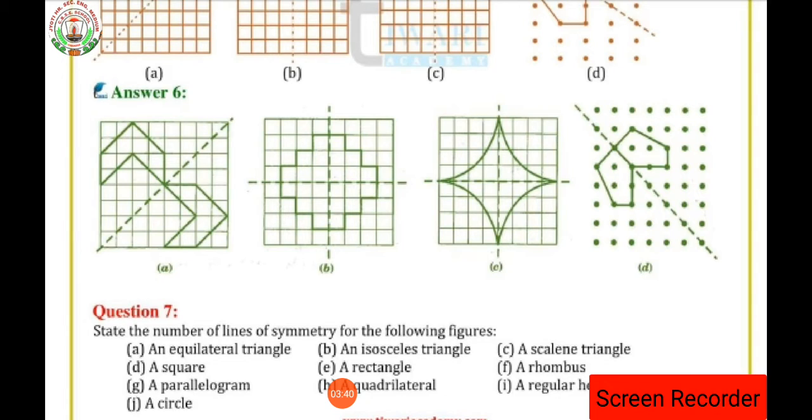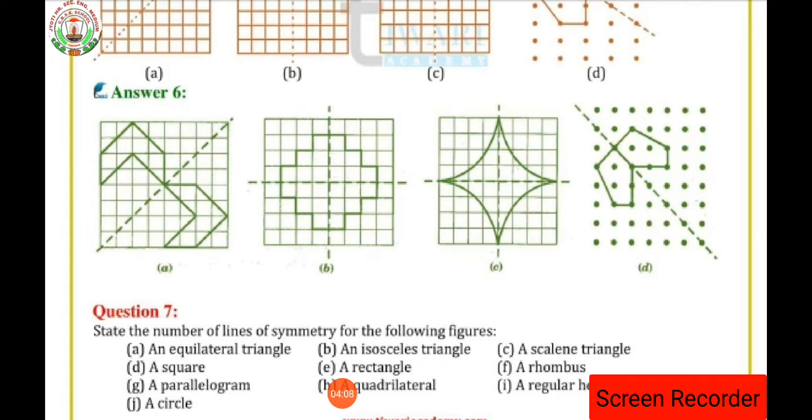So for this question number 7, you have to draw the figure. In that figure you have to draw the line of symmetry, and also you have to state the number of lines of symmetry. In the same way, suppose we have an isosceles triangle. How many sides are equal in an isosceles triangle? An isosceles triangle means any two sides are equal. Therefore, how many lines of symmetry does it have? Only one line of symmetry.